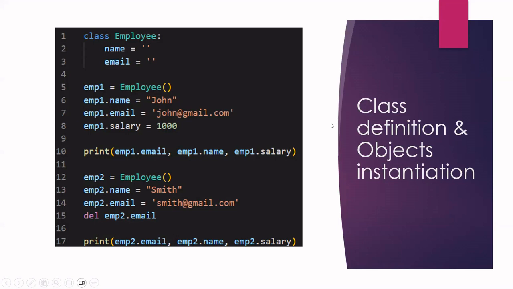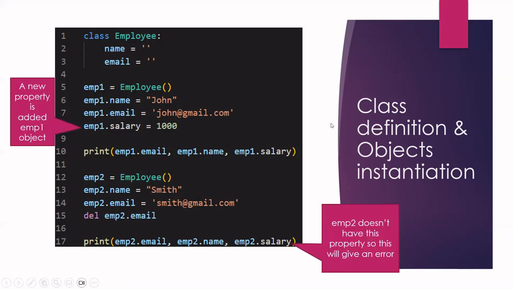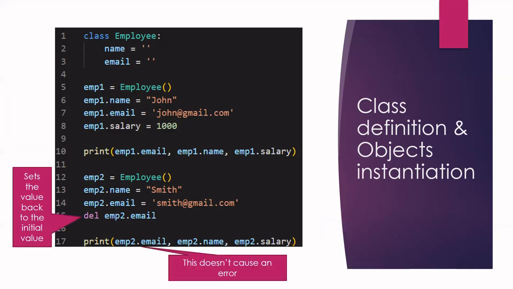So now we need a better way. As I mentioned, this would go back to the initial value. If I use del with salary, it would remove it altogether from the object. So even the keyword itself has different behavior in different situations.